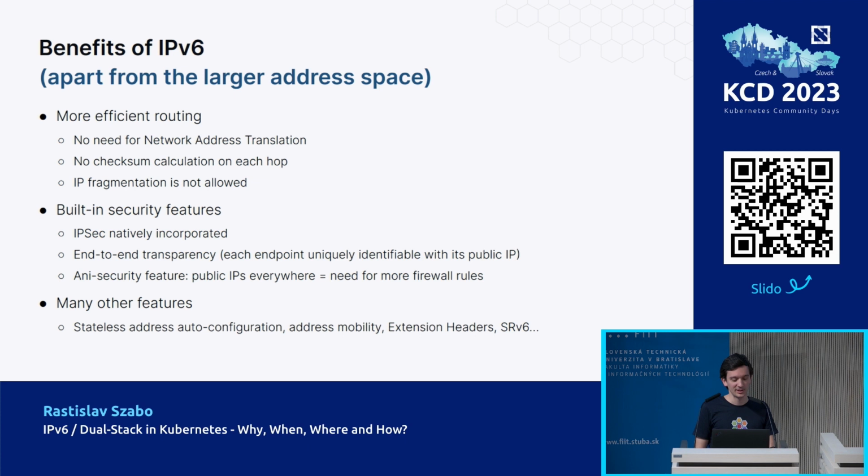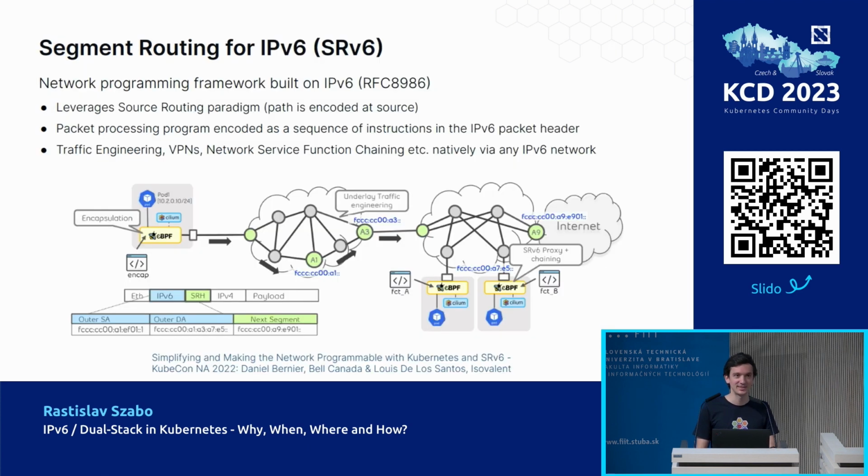Apart from this, there are many other features like stateless address auto-configuration, which can replace DHCP, and address mobility, so you can travel with your public IPv6 address across the globe. Extension headers are a mechanism that can be used to extend IPv6 to various different use cases. One of them, for example, is SRv6, and that's the one that I wanted to show you. It's quite complex stuff, but I just want to show you what's possible with IPv6, also in connection to Kubernetes.